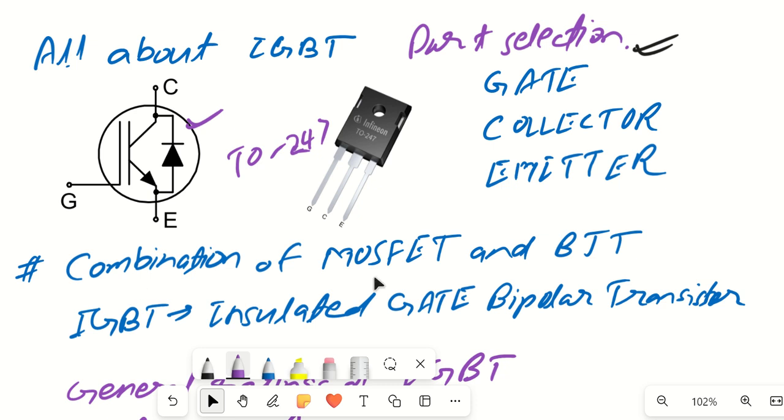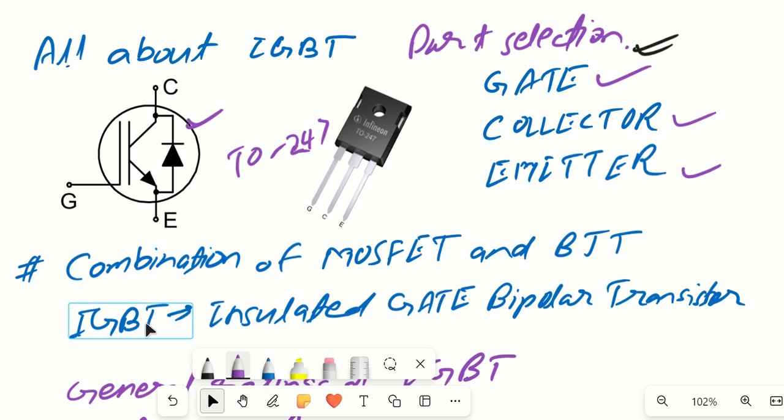and it is nothing but a combination of MOSFET as well as BJT. MOSFET has the feature of a very high input impedance because of gate insulation. That was one of the best features utilized in IGBT, whereas BJT has very low loss, and because of that the collector and emitter have been taken from BJT. So the gate comes from MOSFET, and BJT gives us the collector and emitter. As you can see, IGBT has three terminals: gate, collector and emitter.